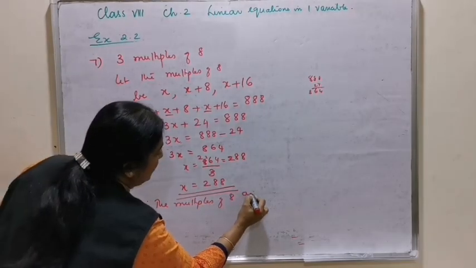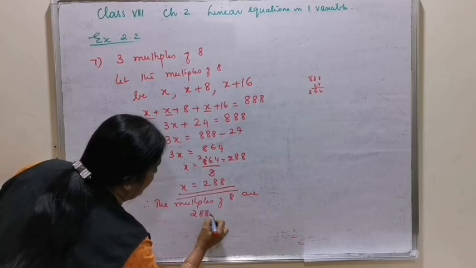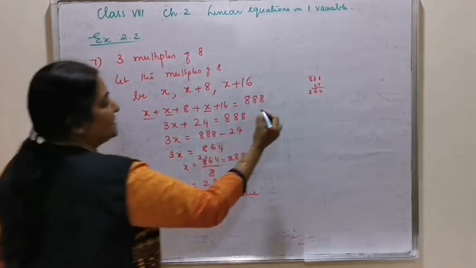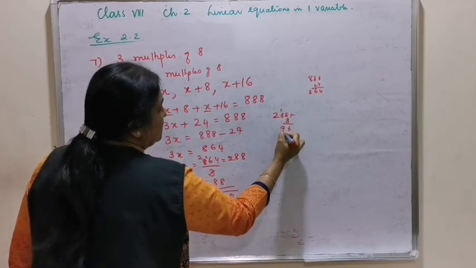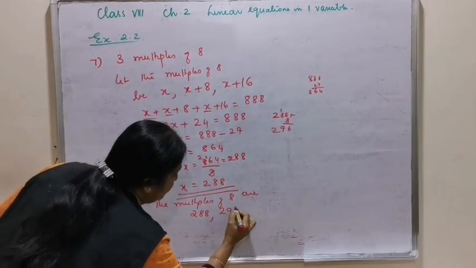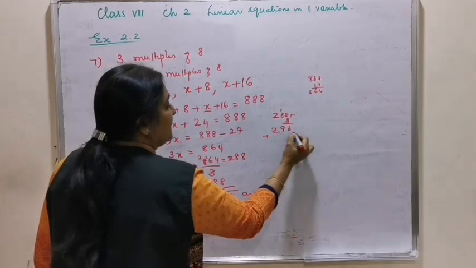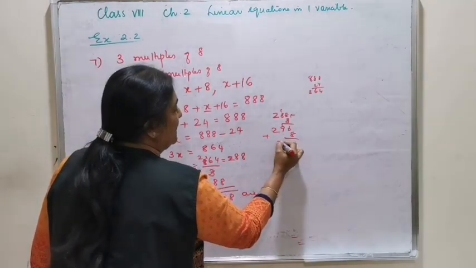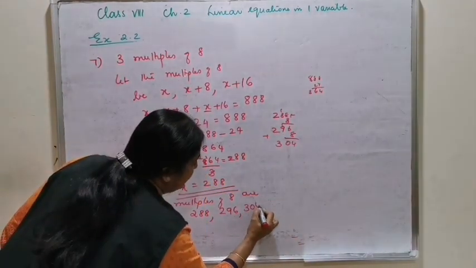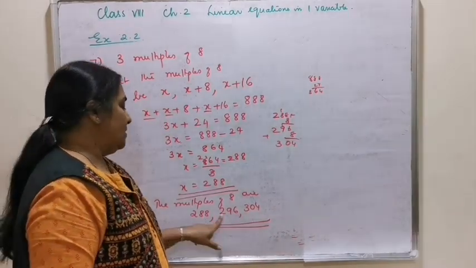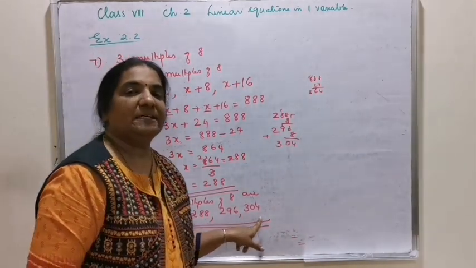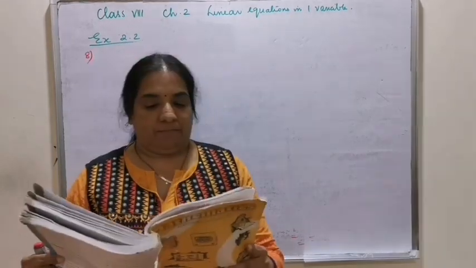Therefore, the multiples of 8 are, first multiple 288, the next one is 288 plus 8 is 296, the next multiple is plus 8, 296 plus 8, it is 304. So, the 3 multiples are 288, 296 and 304.